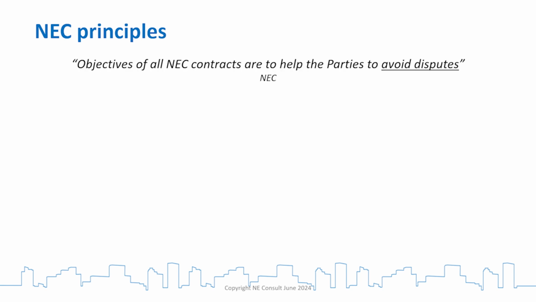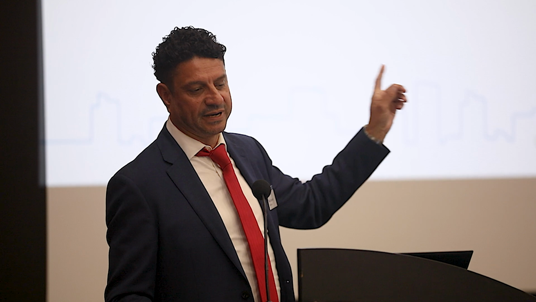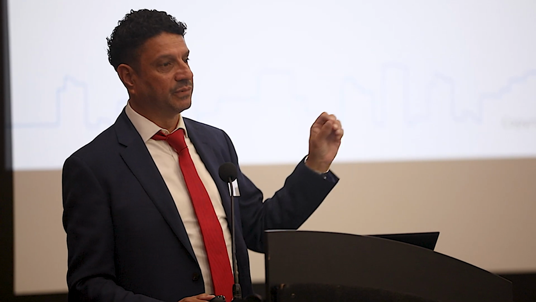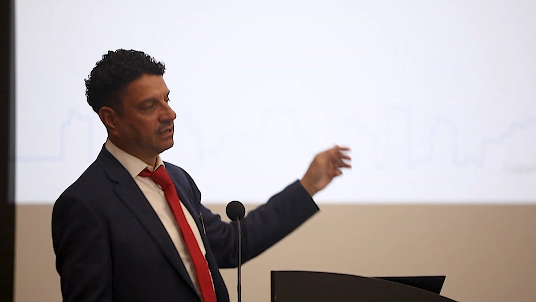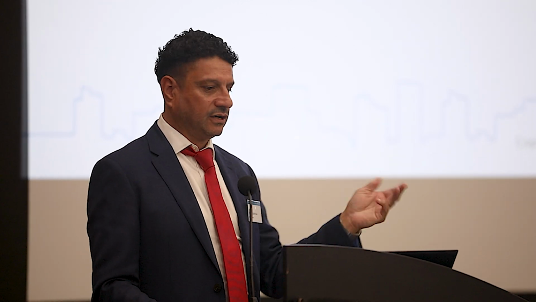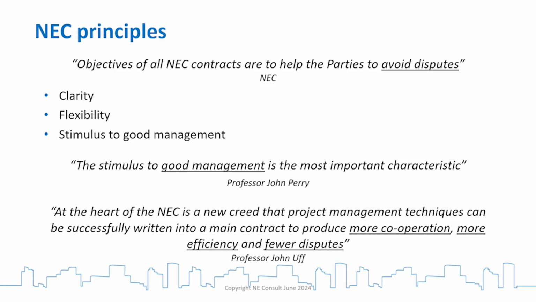So the principles. Remember, principle number 1 of NEC was trying to reduce the incidence of disputes in construction. So all of our objectives when we start a new contract should be about how do we stay out of trouble? How do we work together so that doesn't happen? Because that is fundamentally the underlying principle of the contract. We know the 3 objectives: clarity, flexibility, and stimulation to good management. And hopefully we know that the stimulus to good management is arguably the most important of those objectives. More cooperation, more efficiency, and fewer disputes.